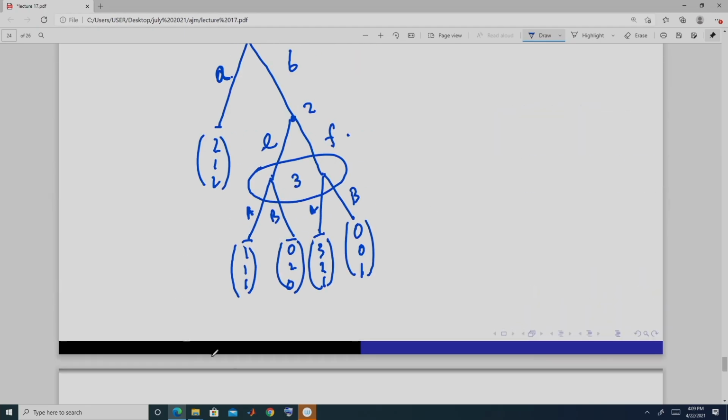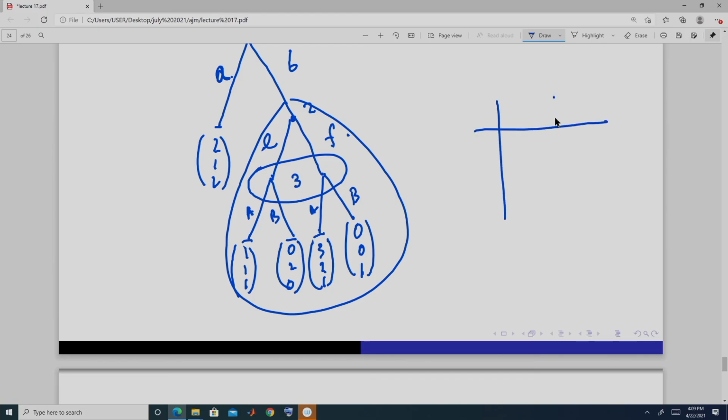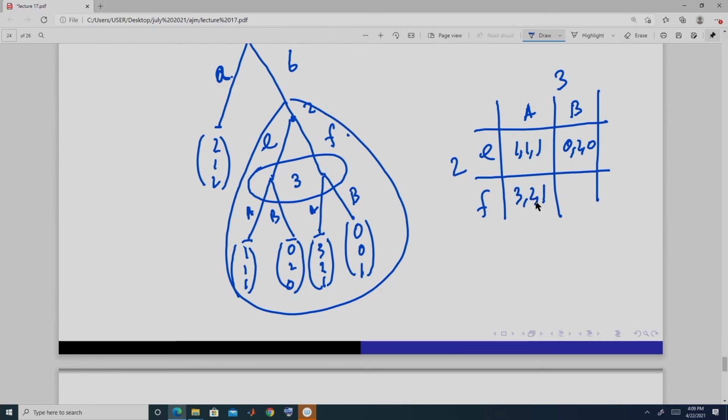So, we now play this subgame. Here again we have two players, player 2 and player 3. Player 3 has A, B, player 2 has E and F. If it plays E and A, it is 1, 1, 1. E and B is 0, 2, 0. F and A is 3, 2, 1. F and B is 0, 0, 1. So, we have to compare the last two digits.